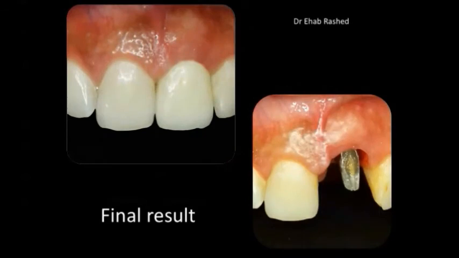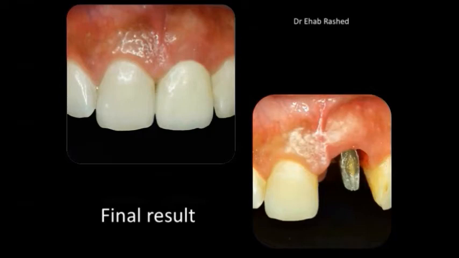As we can see, this patient lost his central incisor after a failed root canal treatment. Young guy, he's in his 20s. We did for him the same thing as well, exactly the same procedures. He did some bleaching before he put his final crown.